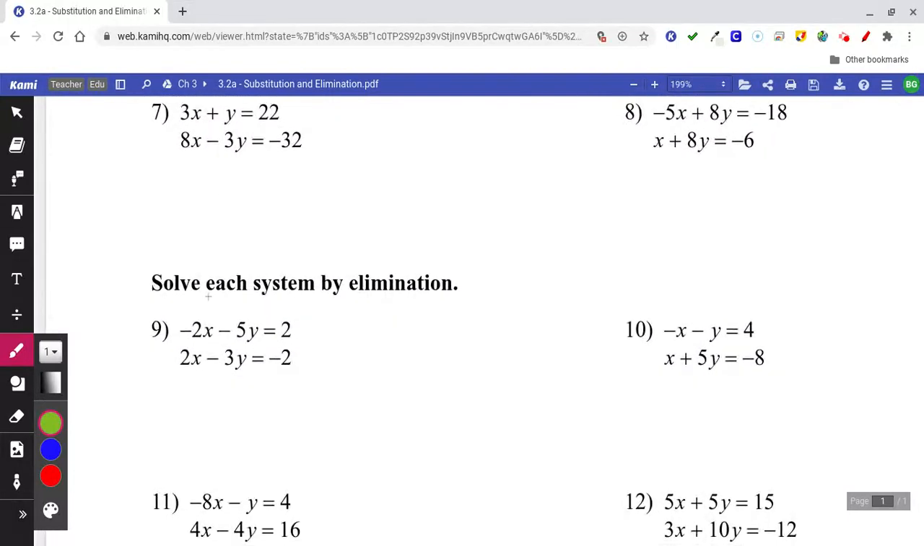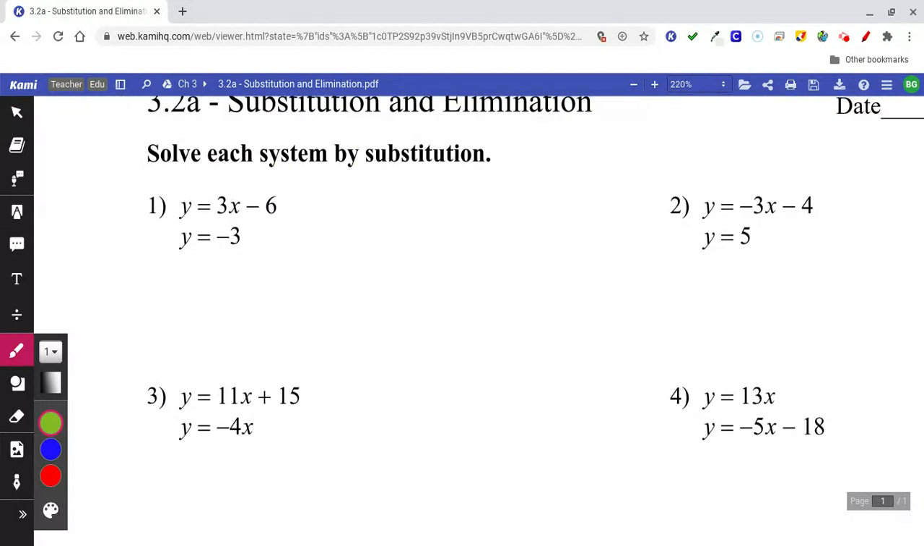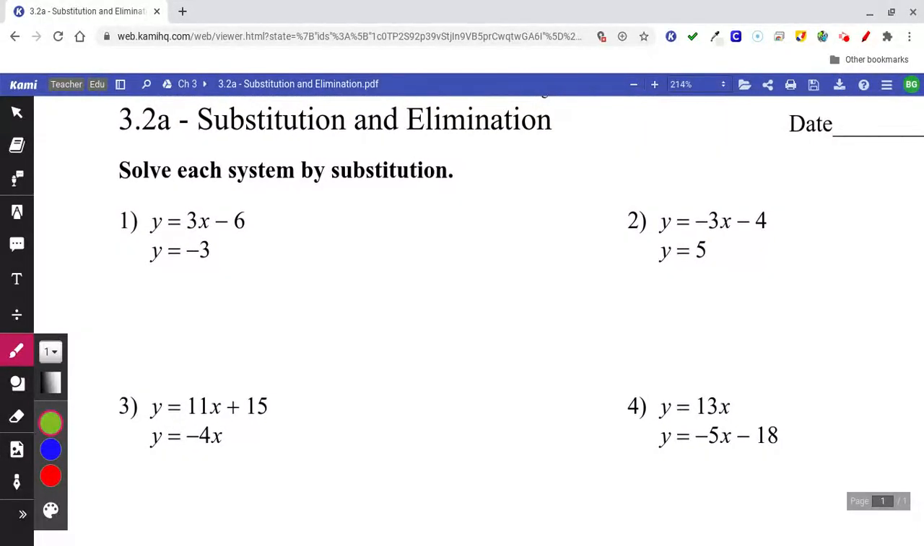If I've got both of my equations in standard form, I'm probably going to want to solve it by elimination. However, if I've got one of my variables solved for, I'm probably going to want to do substitution. So you're going to have your choice. You can either use substitution or elimination, but you want to pick the one that's easier.